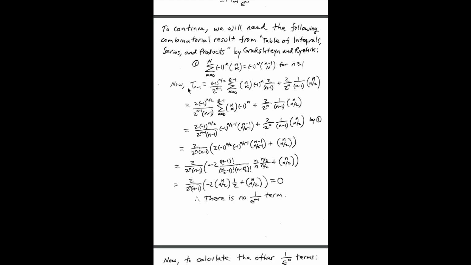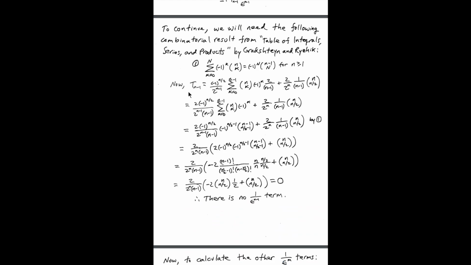Now, T sub n minus 1, I think we'll just rewrite it here, equals minus 1 to the n over 2 to the n minus 1. The sum as k goes from 0 to n over 2 minus 1 of n choose k minus 1 to the k, 2 over n minus 1, plus 2 over 2 to the n, 1 over n minus 1, n choose n over 2.